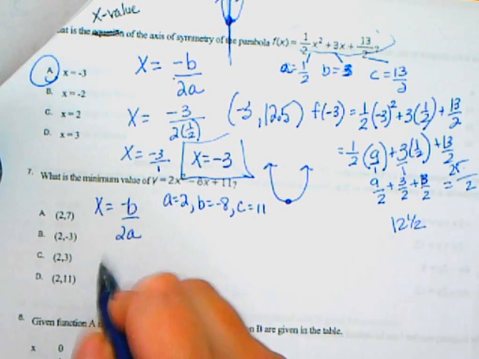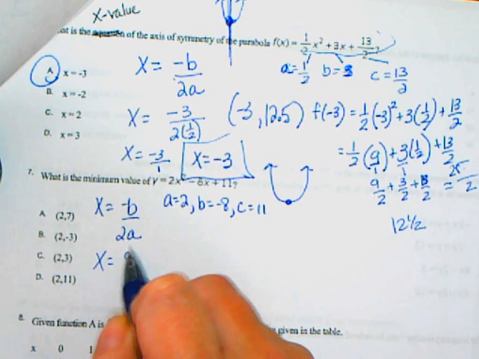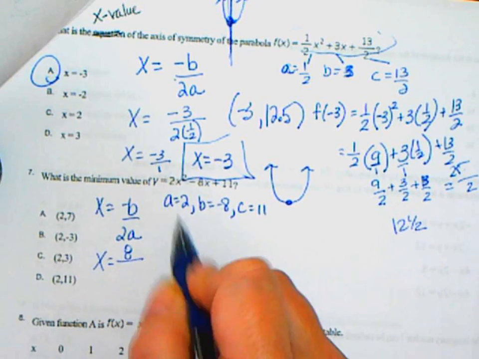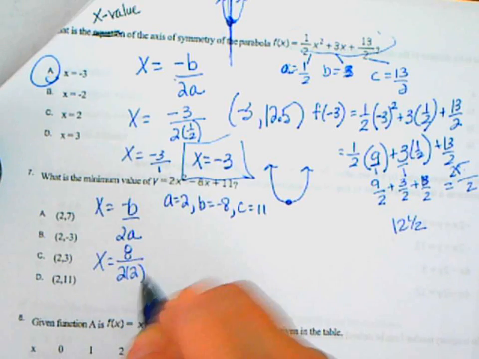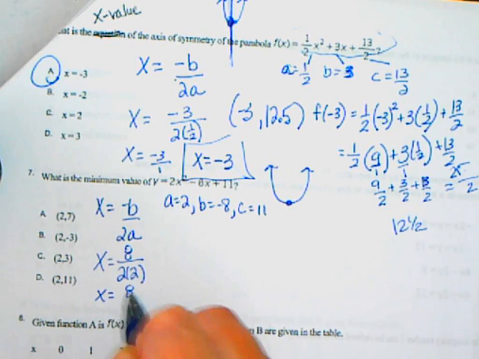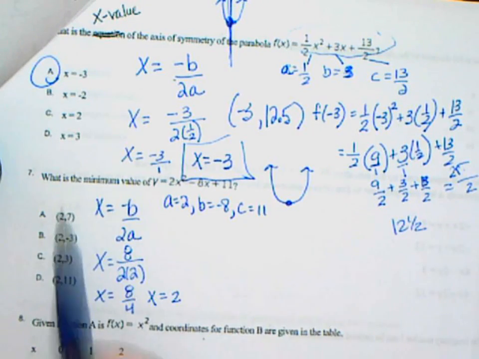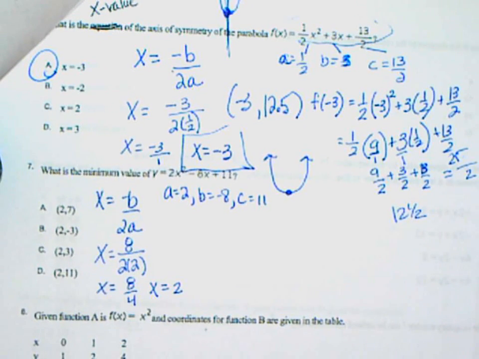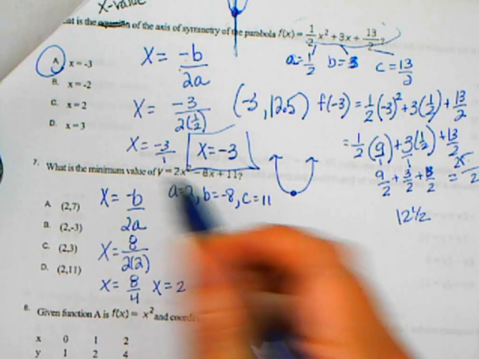So to find the x, you do opposite of b, which b is -8, so it'll be +8, over 2 times a, so that'll be 2 times 2. So that gives me 8 divided by 4, which is 2. Notice every single A, B, C, or D, all of our options have an x value of 2. So we're going to have to find the y value, right?